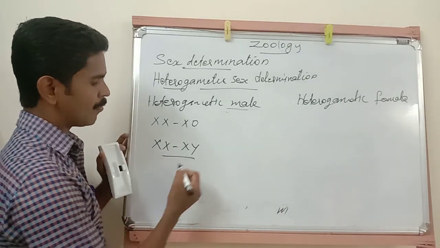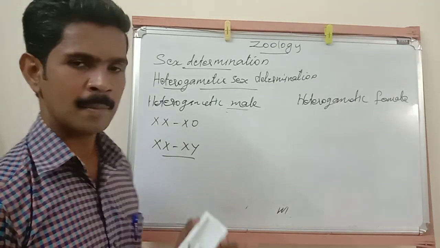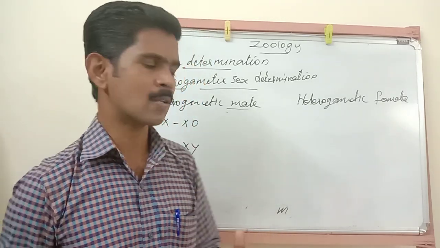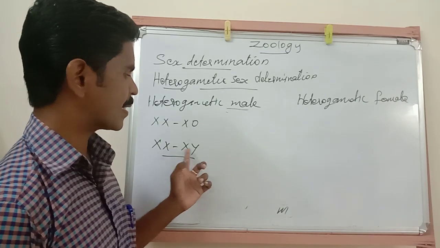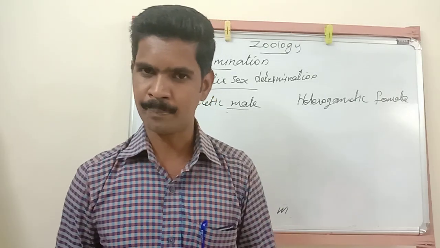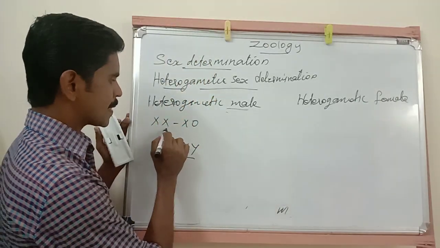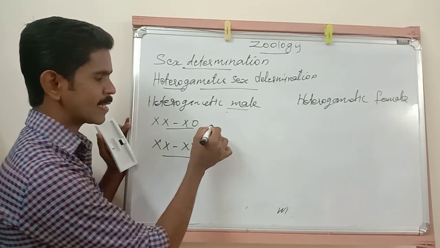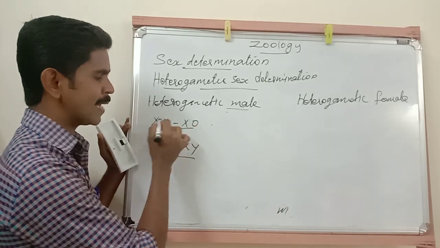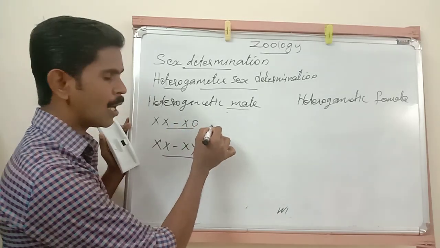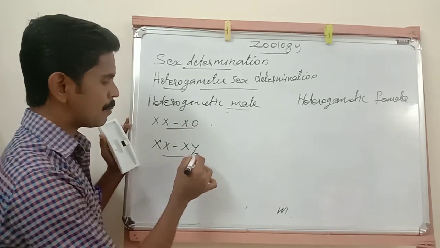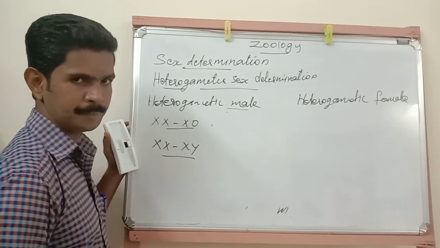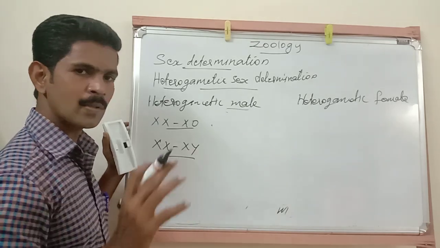Understand? Then the next type of sex determination is XX, XY type of sex determination. See, the example for XX, XO type of sex determination is cockroach and grasshopper. We can see this XX, XO type of sex determination in cockroach and grasshopper. And for the XX, XY type of sex determination, the Drosophila insect is an example. Okay, Drosophila is an insect. Understand?